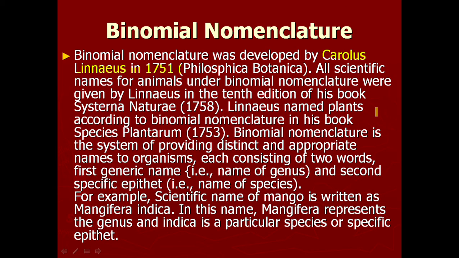Binomial nomenclature is the system of providing distinct and appropriate names to organisms, each consisting of two words. First, generic name, that is the name of genus, and second is specific epithet, that is the name of species. For example, scientific name of mango is Mangifera indica. So in this name, Mangifera represents the genus and indica is a particular species or specific epithet.